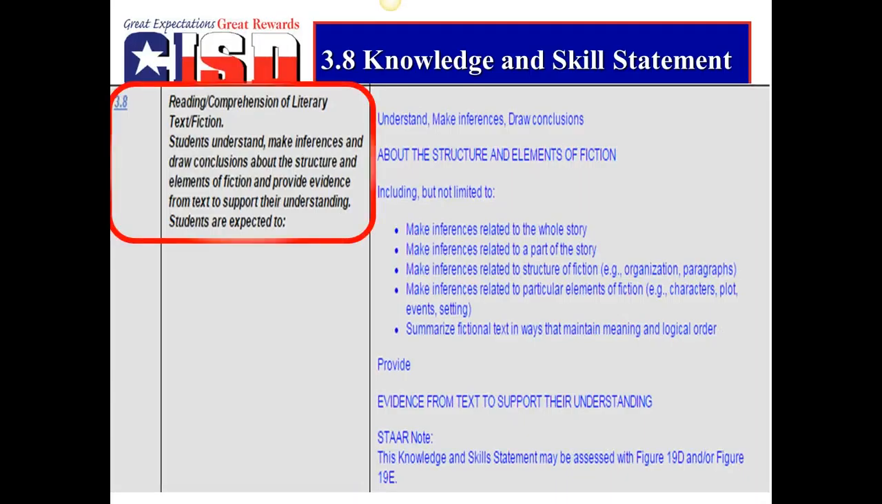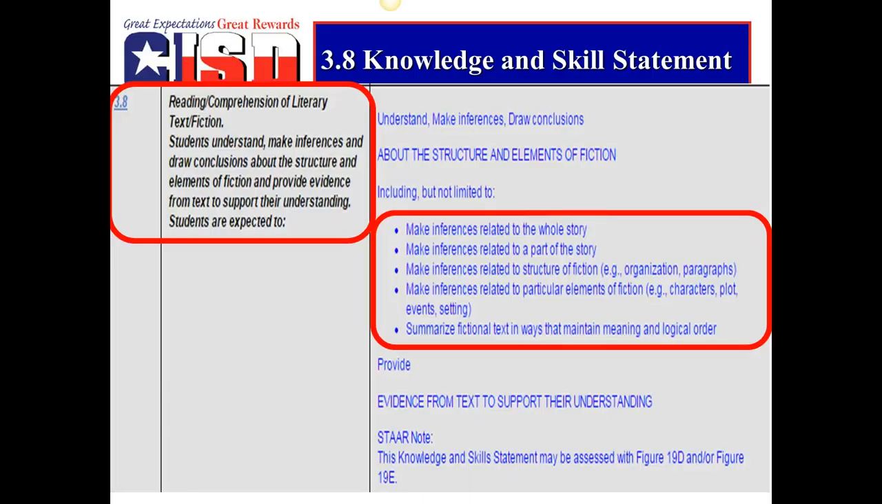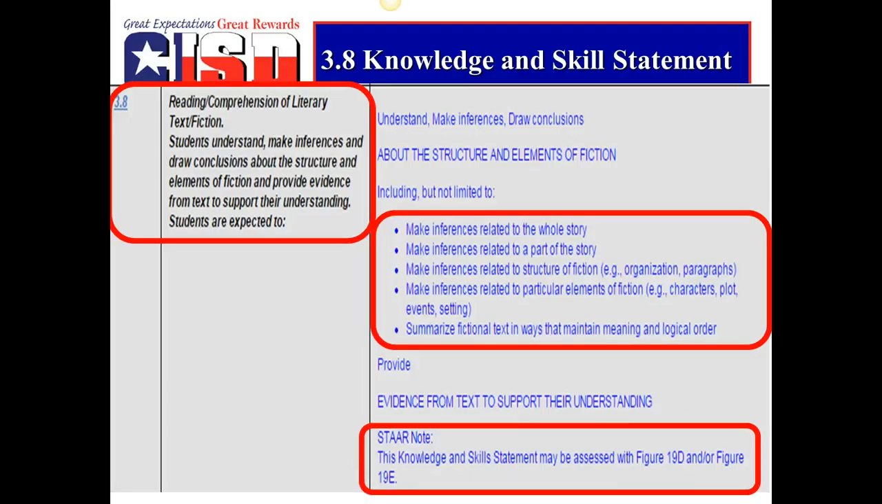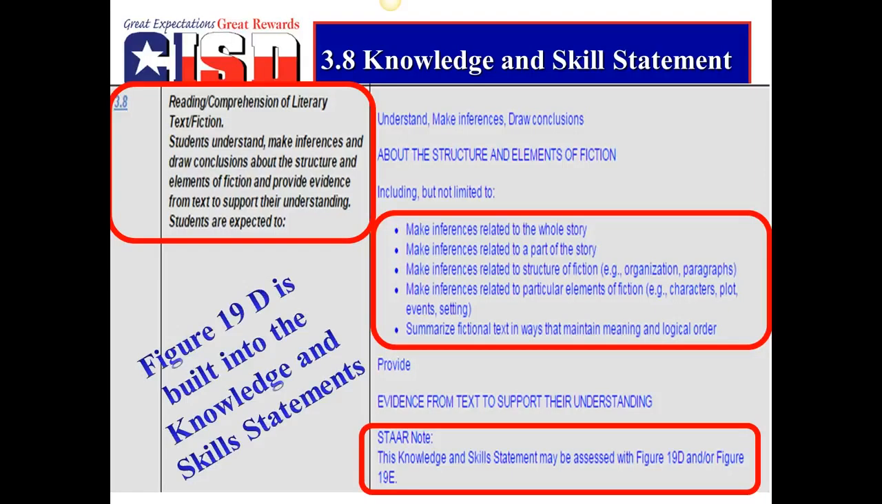Next, 3.8 reads, student understands, makes inferences, and draws conclusions about the structure and elements of fiction, and provides evidence from text to support their understanding. Note the levels of inferences students need to make, and that this standard will be assessed with Figure 19d and E. Figure 19d is built into the knowledge and skill statements for fiction, nonfiction, literary nonfiction, poetry, and drama.